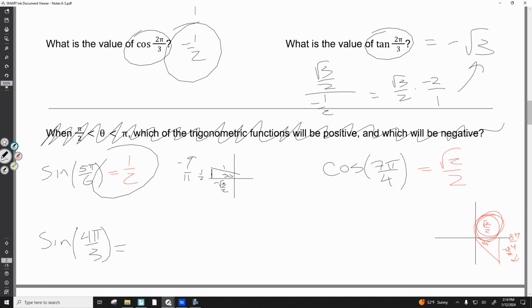Look at life coach, just laughing at y'all. You're wrong too. You're wrong, Thomas. Is it square root 3 over 2? No. Why not? No. Yeah.